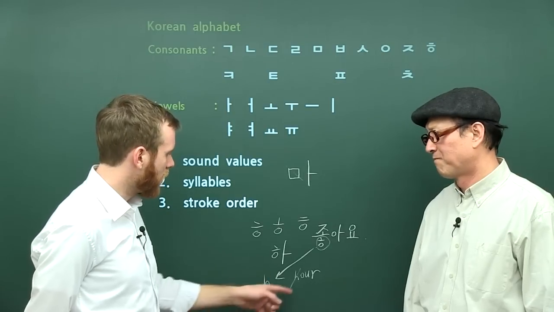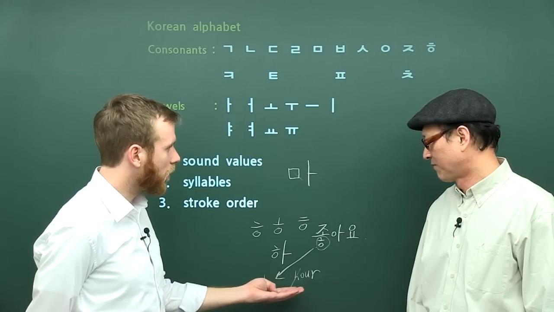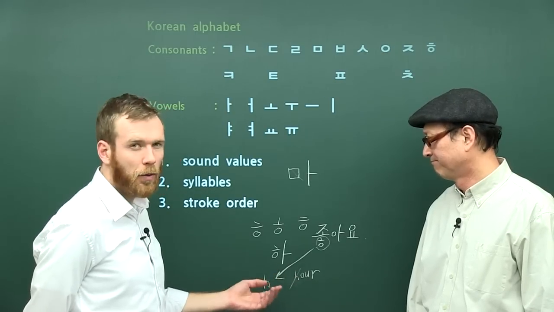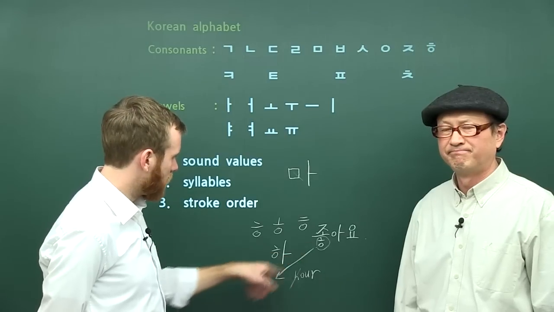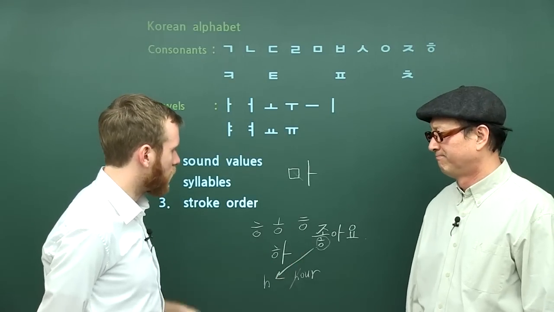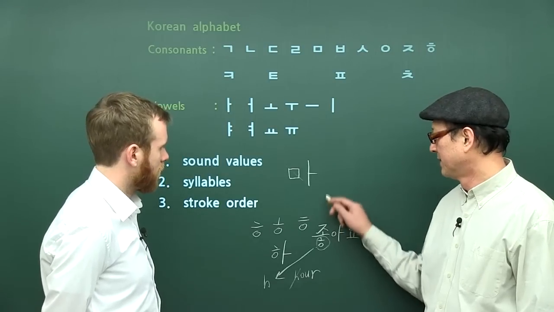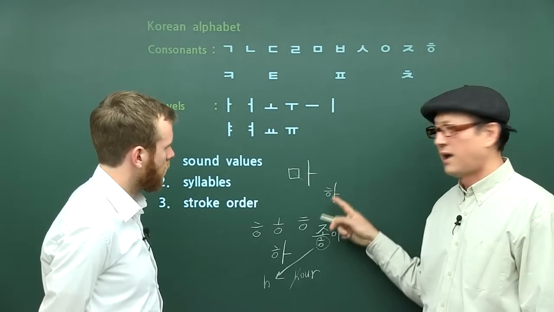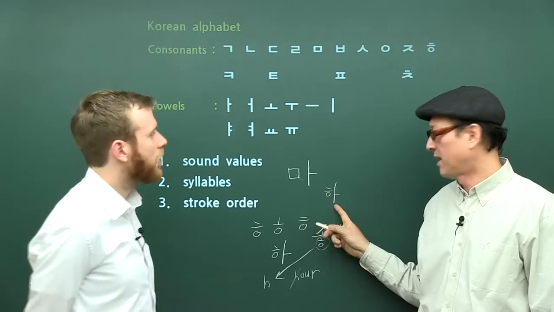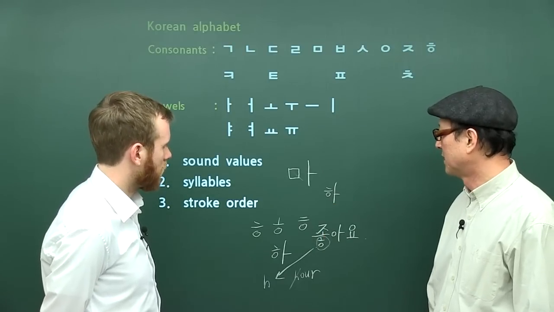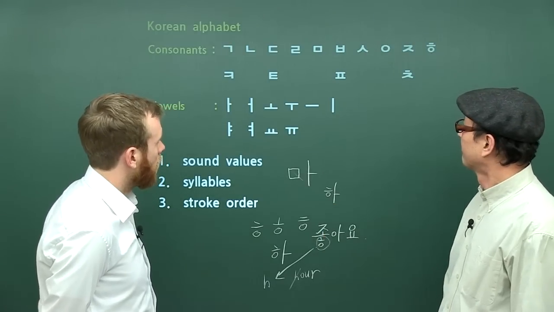Even if it's written, just like in English, the word hour, we don't pronounce it hour. So just like in English, in Korean as well, sometimes we don't pronounce what is written. So 이거는 그냥 하. 하. Okay. All right.